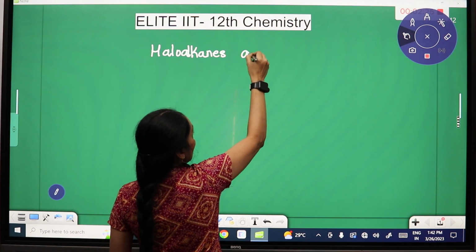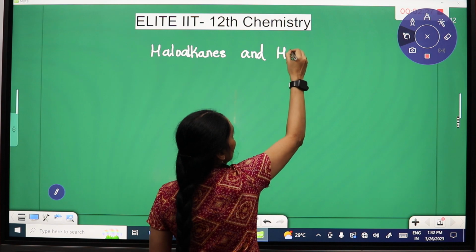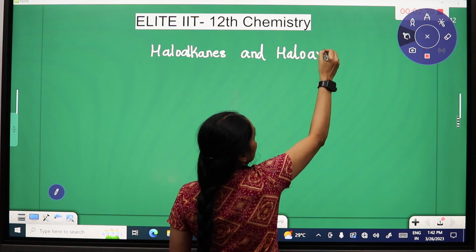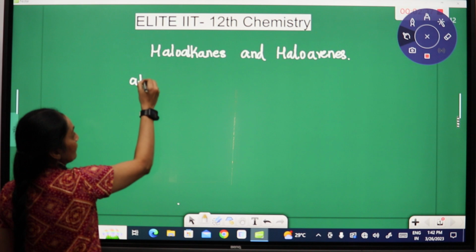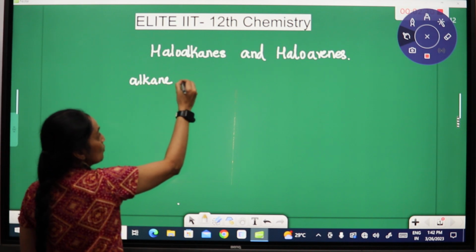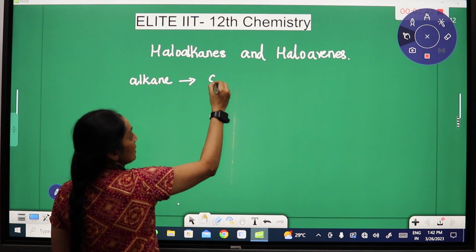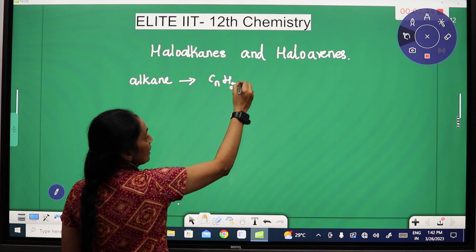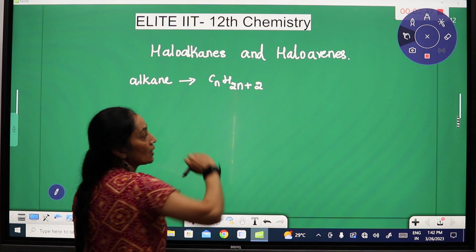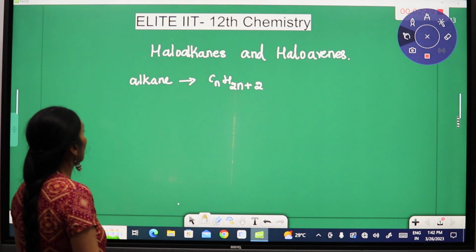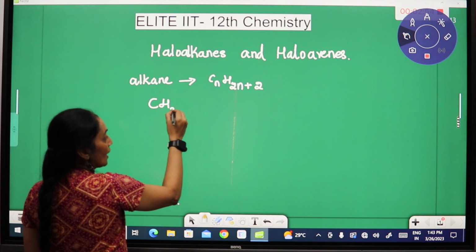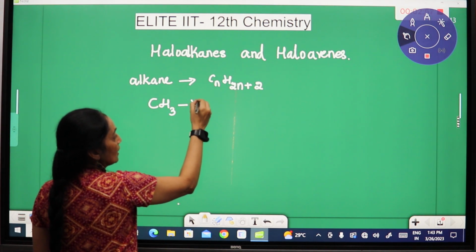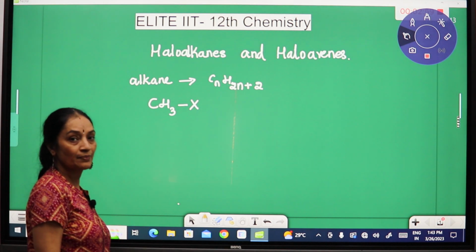haloalkanes and haloarenes. To begin with the introduction part, what exactly is that? See, we have an alkane. Alkane has a general molecular formula CnH2n plus 2. Now, since I am studying haloalkanes, I am going to substitute one of the hydrogen with the halide, that is X.